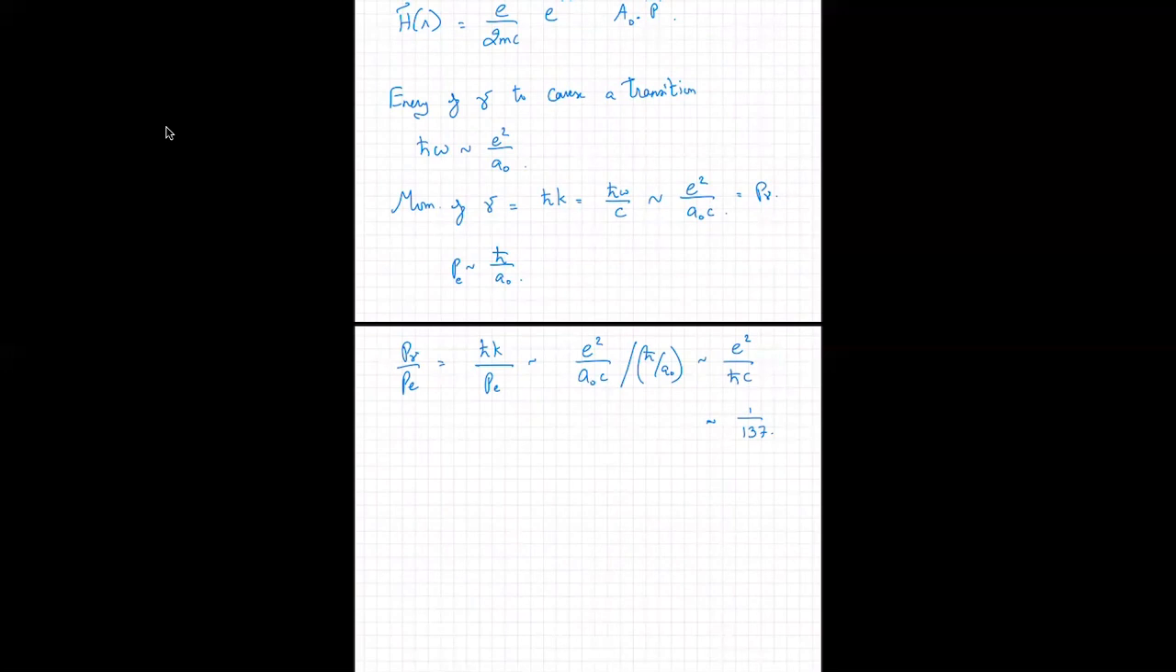Okay. But of course, in this case, the photon is not just causing a transition between energy levels. It is basically ripping the electron completely out of the hydrogen atom.